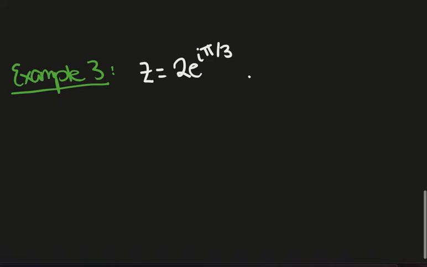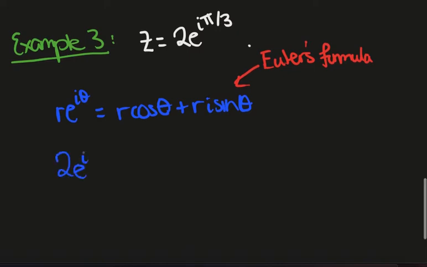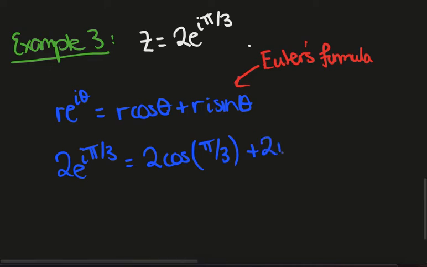Okay, now let's see if we can go the other way. We want to convert 2 e to the i pi on 3 into Cartesian form. Here we need to use the relation that r e to the i theta, so this is Euler's formula, is r cos theta plus r i sine theta. And so what we see is that 2 e to the i pi on 3 is 2 times cos pi on 3 plus 2i sine pi on 3.